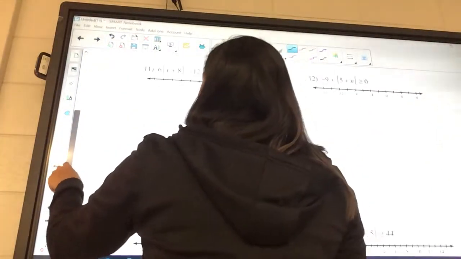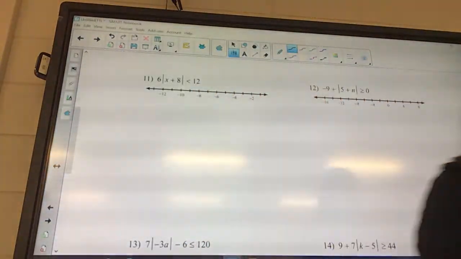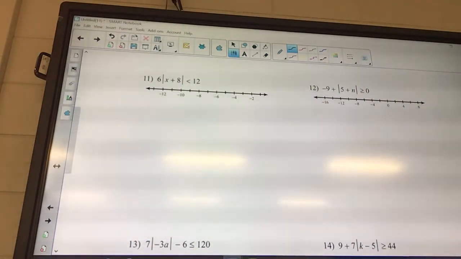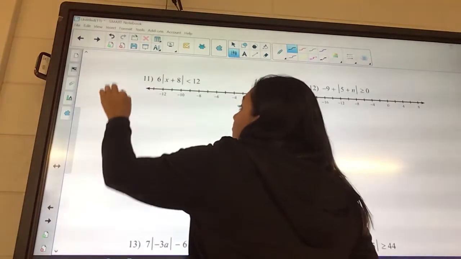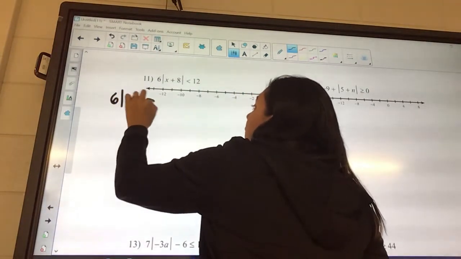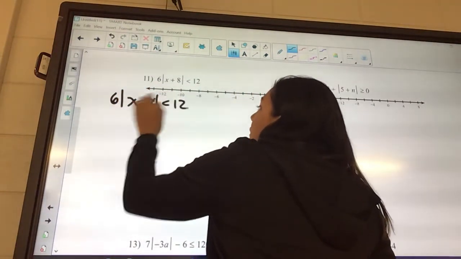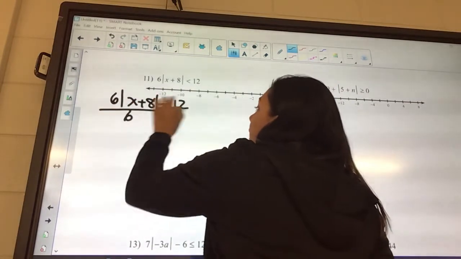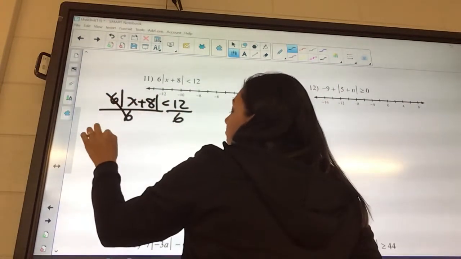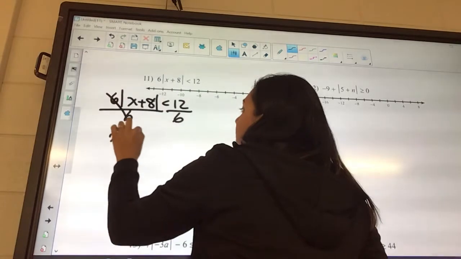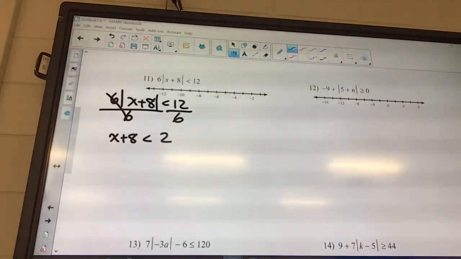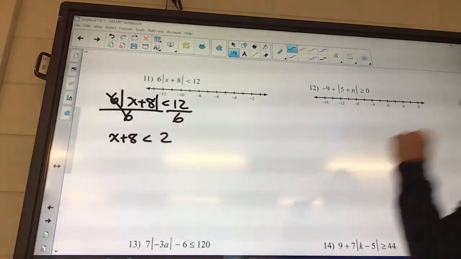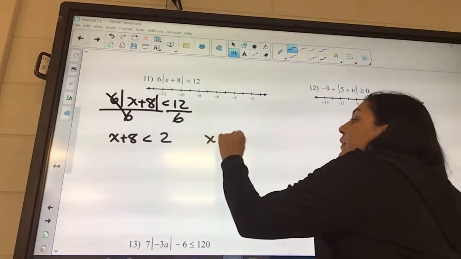Okay, look at 11. What needs moved? The 6. We gotta move that first. Okay, how do I move it? We're gonna divide, because it's right next to each other. It's a fraction. Yeah, so you're gonna say divided by 6. So I got x plus 8 is the absolute value all by itself now. Yeah, okay, so now you can write it the second time. Okay, and you're gonna flip the sign and do what?